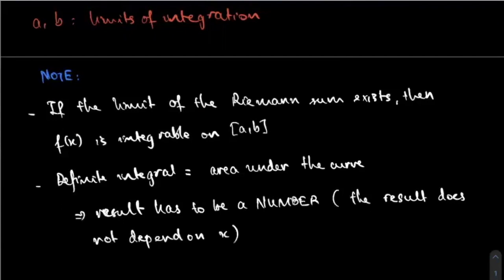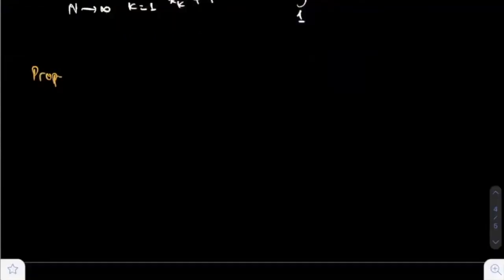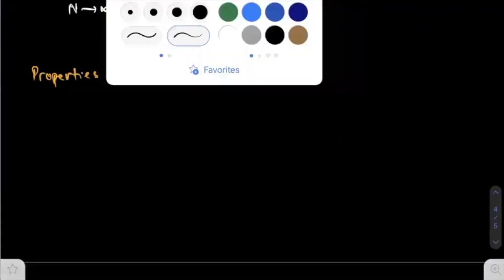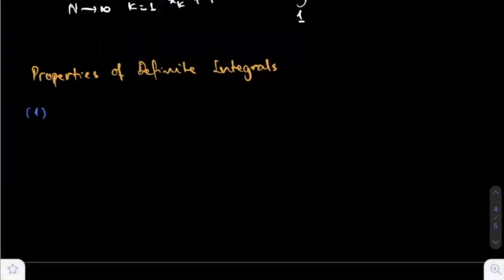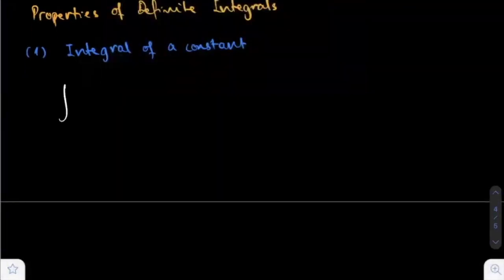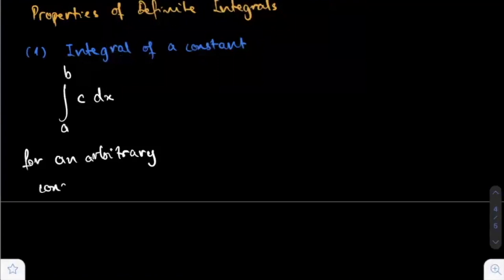Next, we're going to talk about the properties of the definite integral. The first one is the integral of a constant. If you have the integral from a to b of c dx, for an arbitrary constant c, then this is actually equal to c times b minus a.